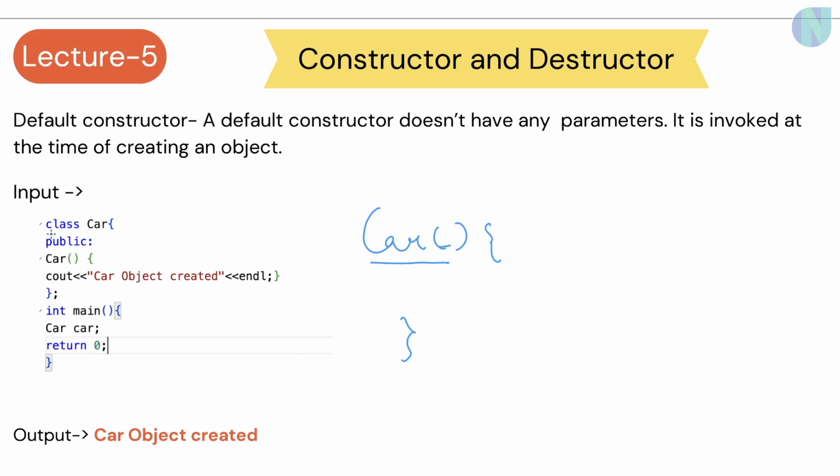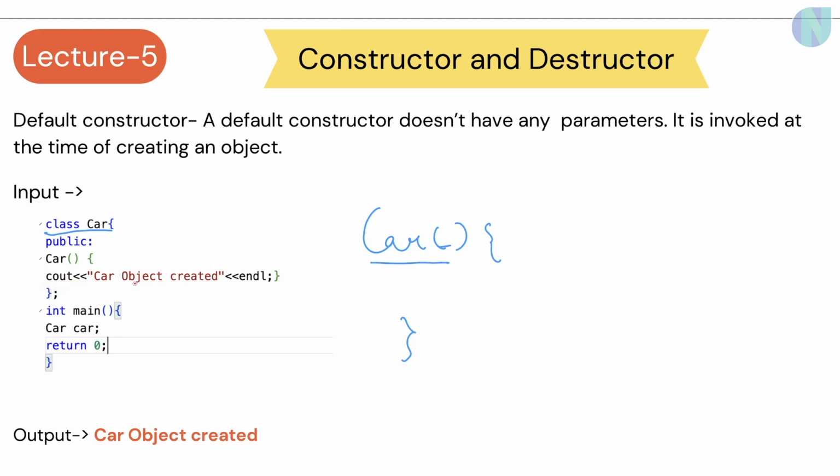So as you can see in the code, here we have created a class car. Now here we have called the constructor car, cout car object created, and here in the int main we have created an object of this particular class car. So whenever this particular object of class car is created, the constructor is being called. So basically here you can see that we have written cout car object created.